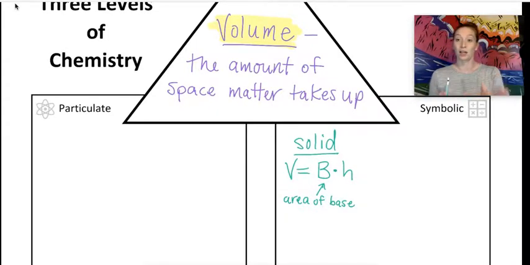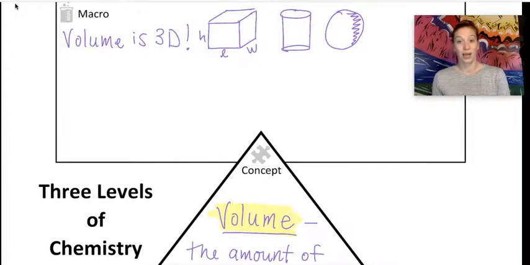So if we're talking about that rectangular prism I just drew or that cube, that area of the base is going to be length times width. If we're talking about the cylinder, we're going to find the area of the circular base times the height. And if we're going to find the volume of a sphere, there is an equation for that. We could look that equation up and use that to find volume.